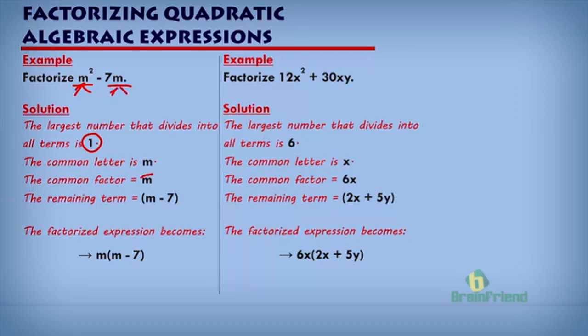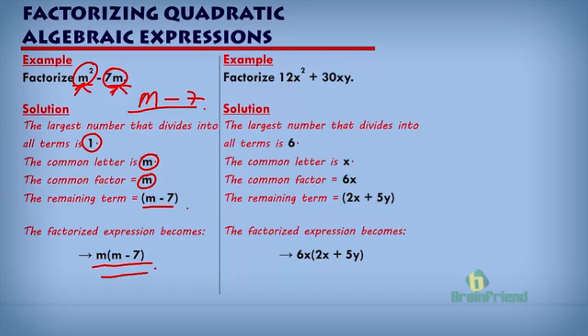So we say our common letter is m. Our common factor, therefore, is 1 times m, which is m. Now, if we take m away from our first term here, what do we have? We have 1m left, minus. If we take m away from this term here, what do we have? 7. So this is our remaining term. Multiply our remaining term with our common factor. We have m multiplied by, all in bracket, m minus 7. And this becomes our factorized expression.